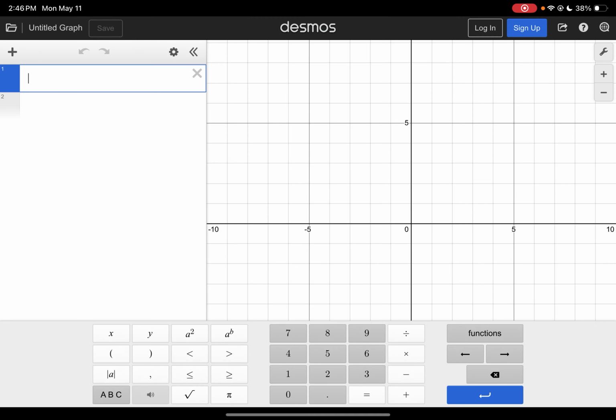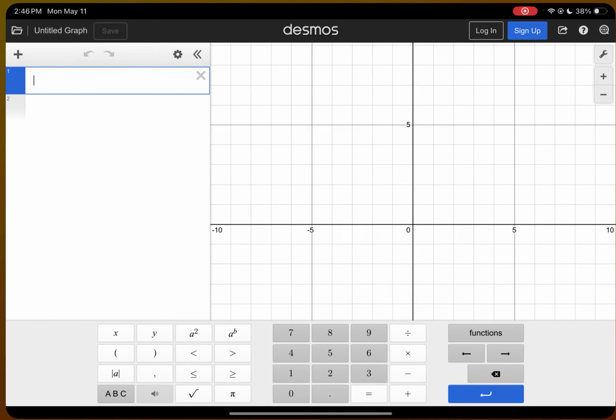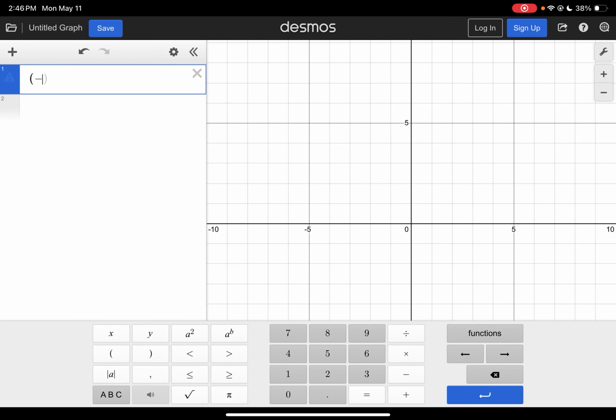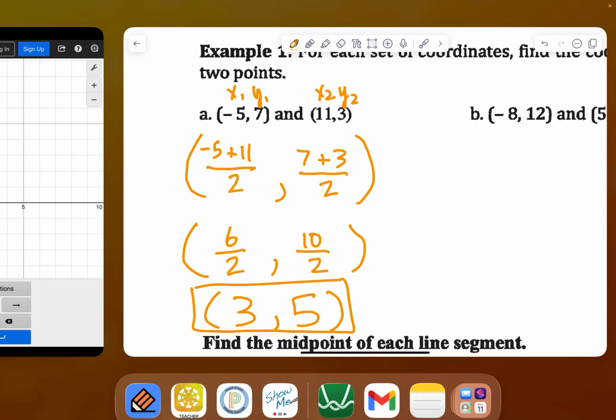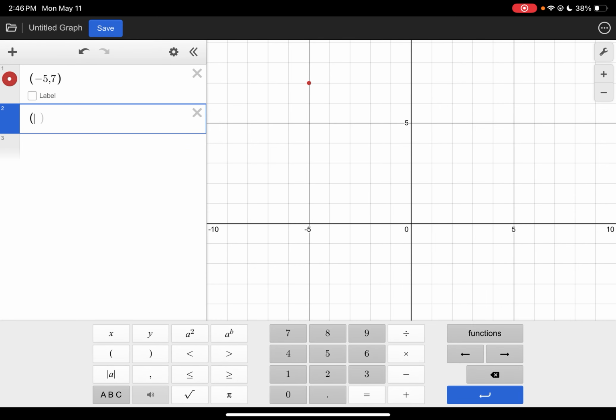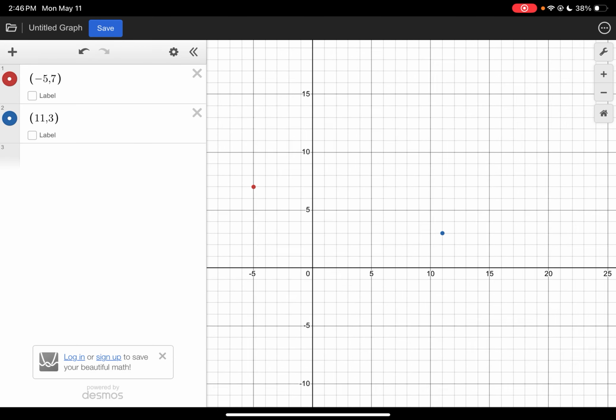As I look at Desmos here, I just kind of want to show you where these points come from. So we got negative 5, 7. Negative 5, comma 7. We have the point 11, 3. And just by looking at these two points right here, let me zoom out. There's that red and that blue one.